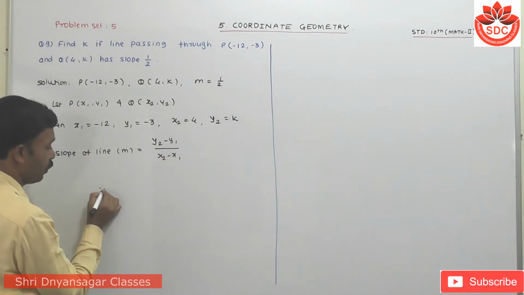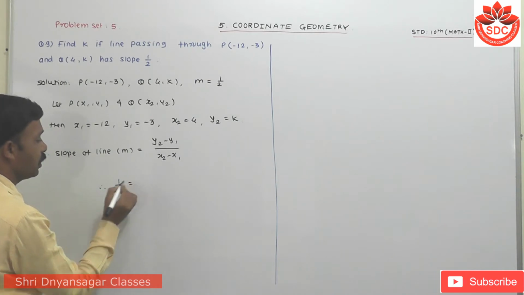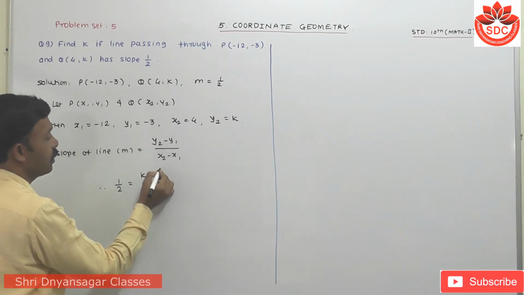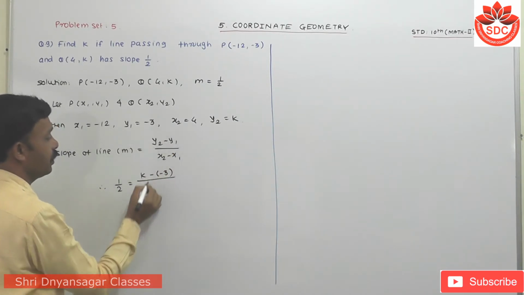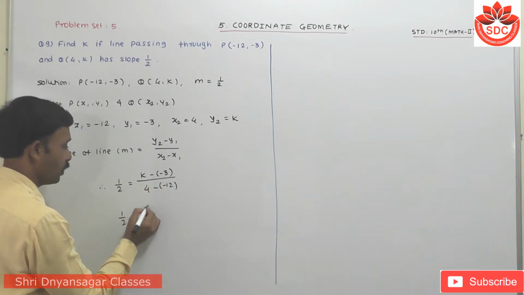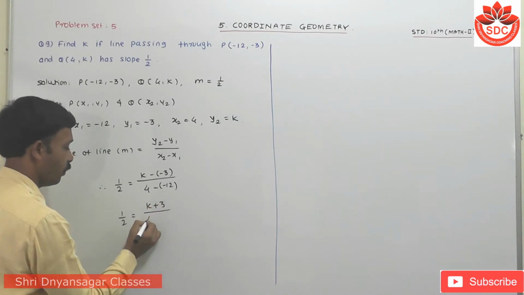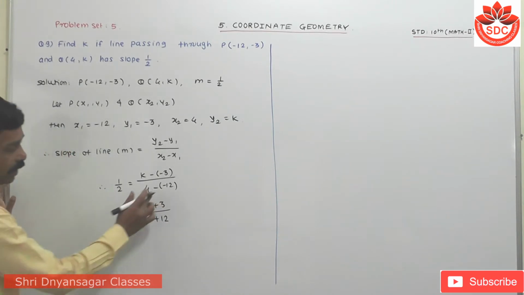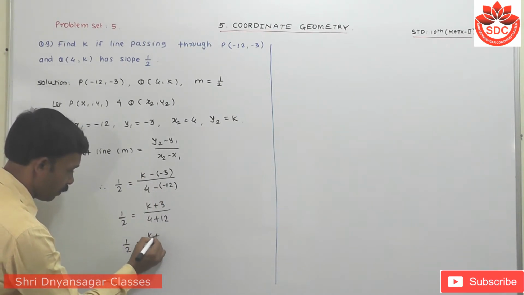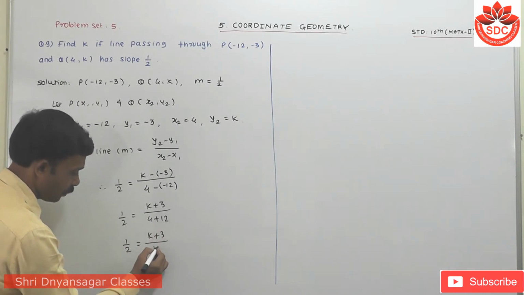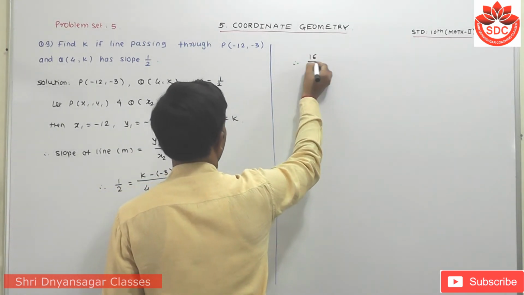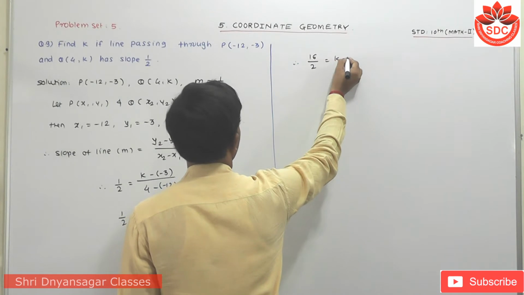This slope is given as 1/2, so 1/2 is equal to y2, here k, minus y1, which is -3, and x2 is 4 minus x1, which is -12. Then 1/2 is equal to (k plus 3) upon (4 plus 12). Minus minus is plus. Then 1/2 is equal to (k plus 3) upon 4 plus 12, which becomes how much? 16. Then by cross multiplication we write 16 upon 2 is equal to k plus 3.